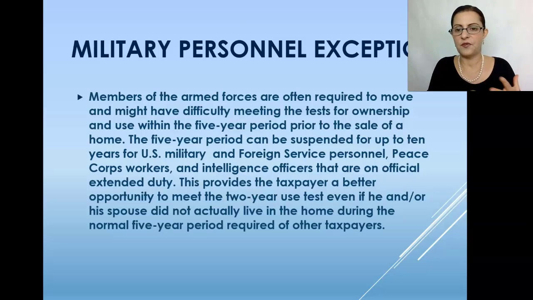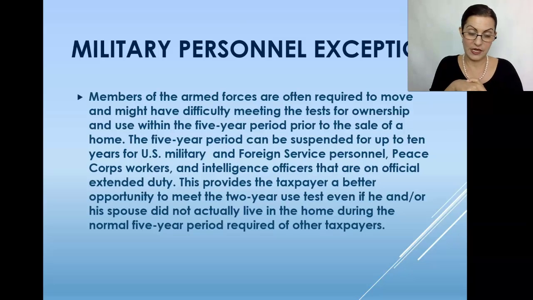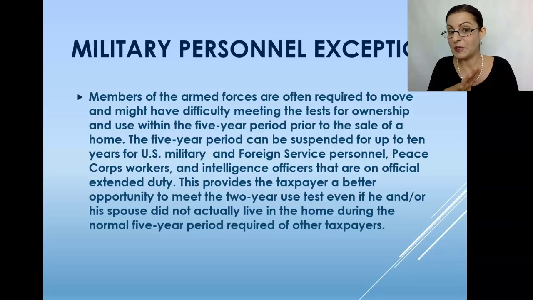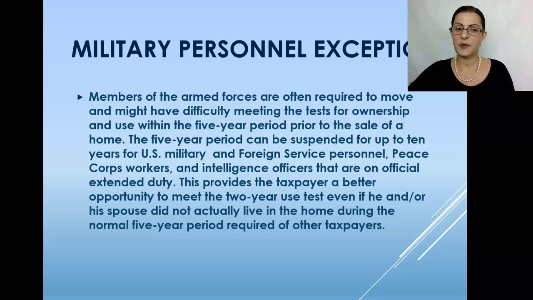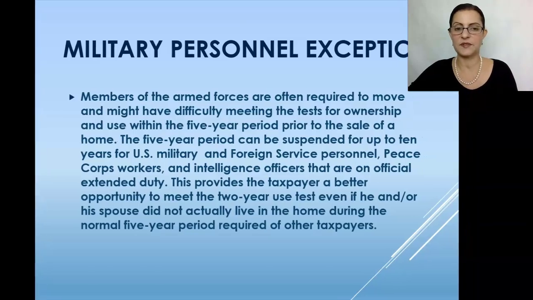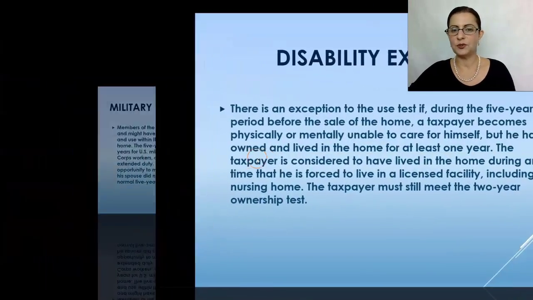This applies to U.S. military and foreign service personnel and Peace Corps workers and intelligence officers that are on official extended duty. I guess intelligence officers would be like CIA, FBI, or something like that. But this is the military personnel exception, but it applies to these other people as well. So Peace Corps workers, foreign service personnel, and so on. Now, this provides the taxpayer a better opportunity to meet the 2-year test instead of the normal 5-year period required of other taxpayers. And I'm going to give you an example of this too, so you see how the math works. Now, there's a disability exception to the use test.